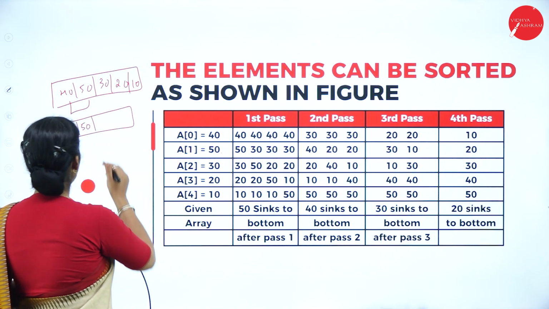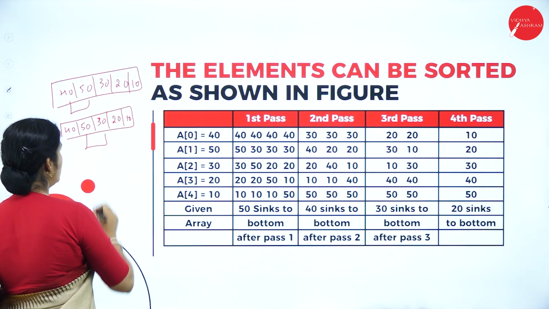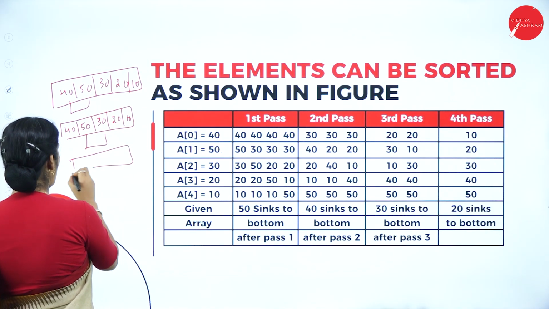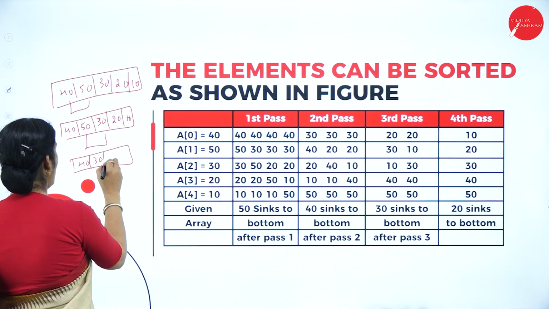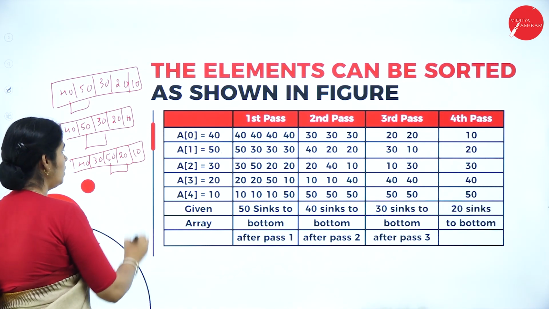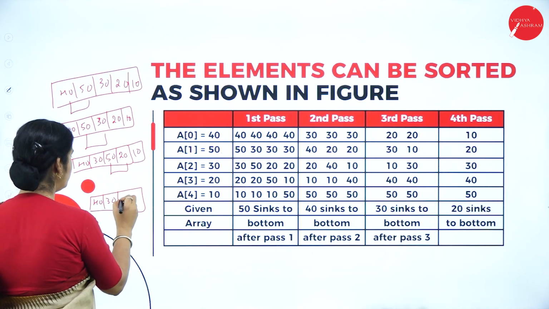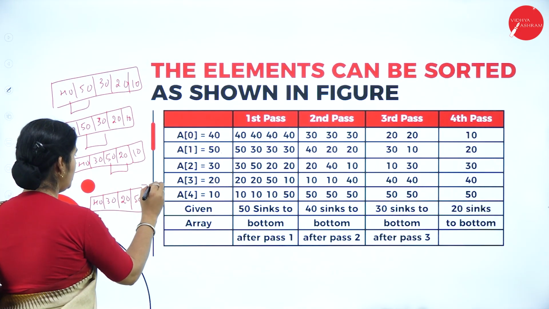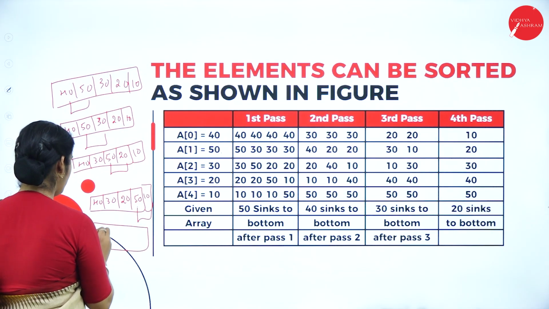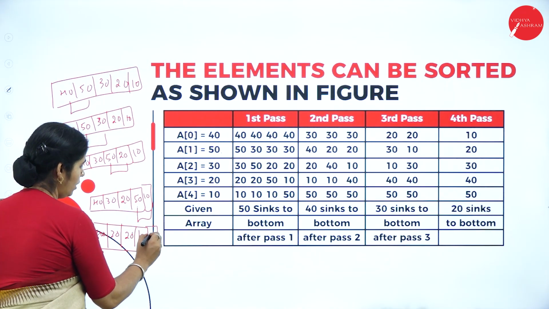Then what I have to do? I have to compare 50 with 30, right? 50 with 30. A of i is greater than A of i plus 1. Then what I have to do? I have to swap those two elements, right? Now compare 50 with 20. What I have to do? 40, 30, then swap those two elements, 20, 50 and 10. Compare these two elements, 50 with 10. What are we supposed to get? 40, 30, 20, 10 and 50.